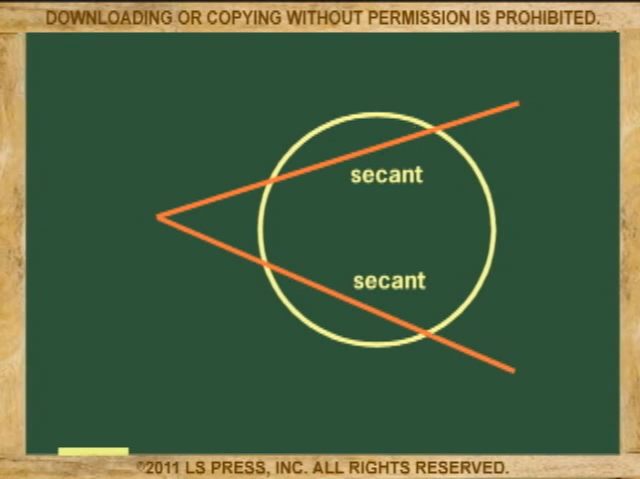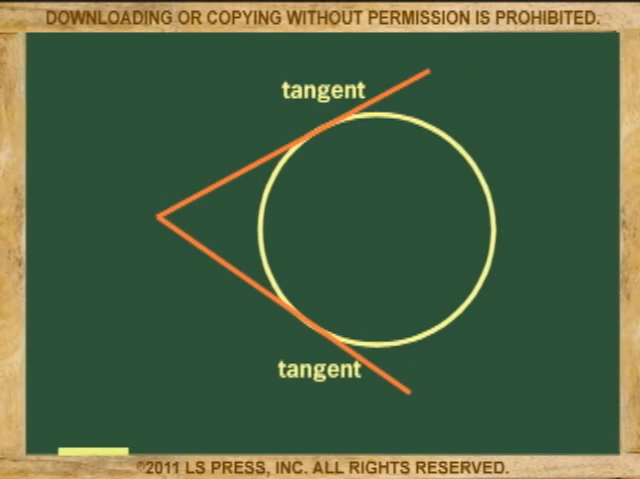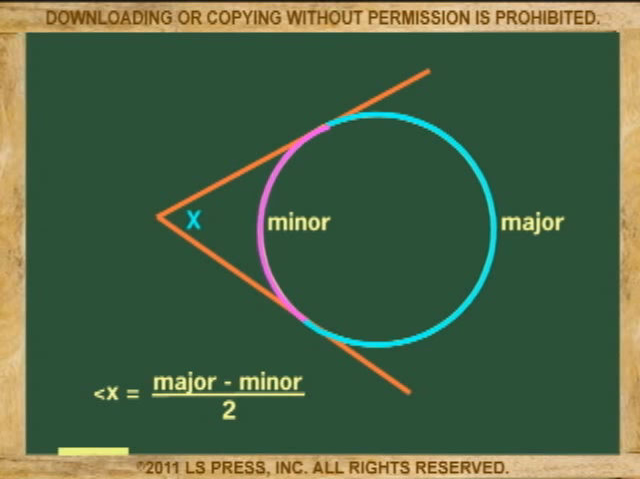Okay, now let's continue opening this secant until we turn it into a tangent. Now we have two tangents. With two tangents, the angle formed outside the circle by the two tangents can still be determined by the arcs that they intersect, the same way as if they were secants: the difference of the two arcs divided by 2.